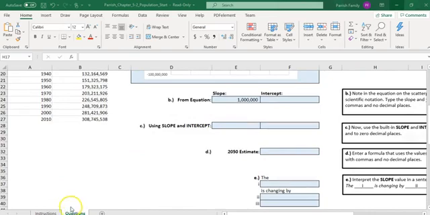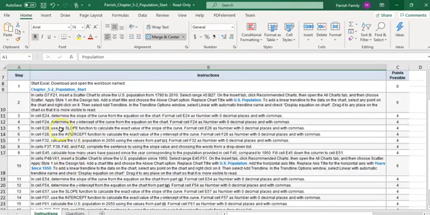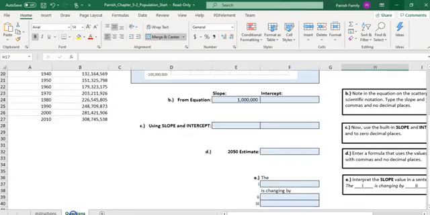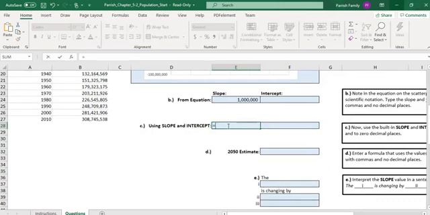All right, so now for part C, they're asking you to find the slope and the y-intercept using a formula. They said use the slope function to calculate the exact value of the slope of the curve and format as a number with no decimal places and a comma. So what we're going to do here is change this into a slope formula. We're going to do equals slope, and what they're asking you to put in here are your y values and then your x values.